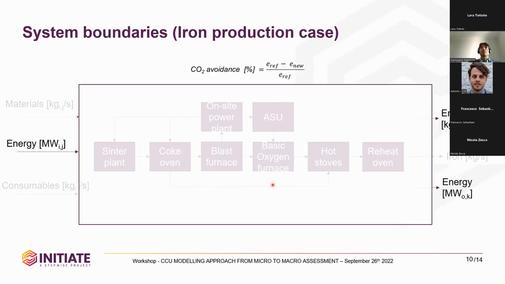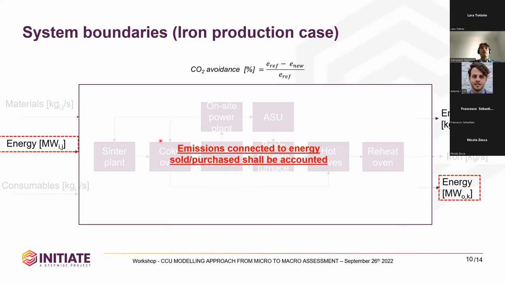If you go, for example, to the CO2 avoidance, there is the emission of the reference, the emission of the new, so it's straightforward to account for the emission of the plant. But don't forget that also the energy input and energy output has some emissions correlated. So emissions connected to energy sold, purchased, shall be accounted in order to do the overall balance of the system and not just closing the system in itself.